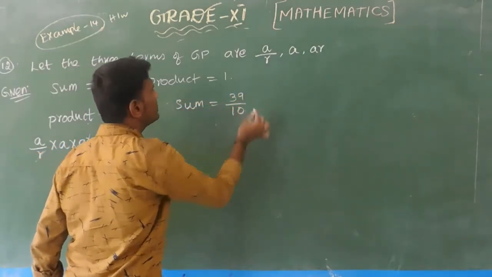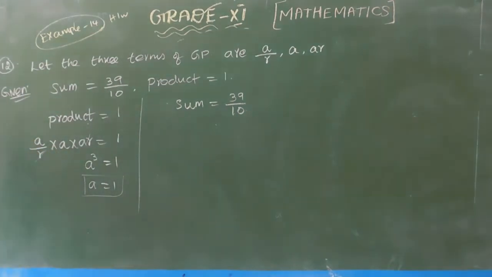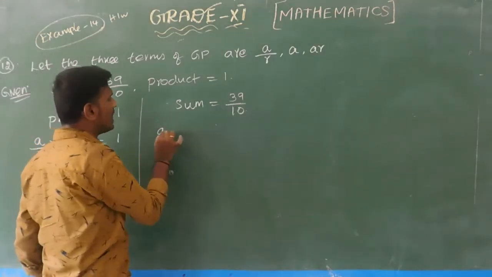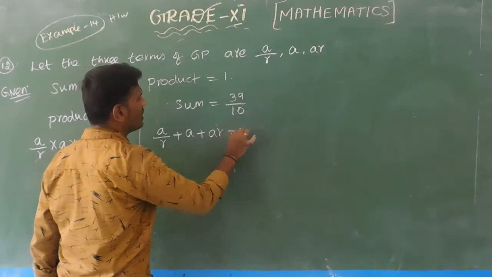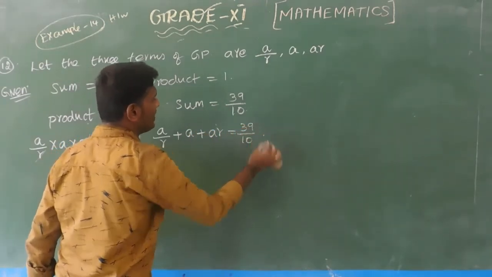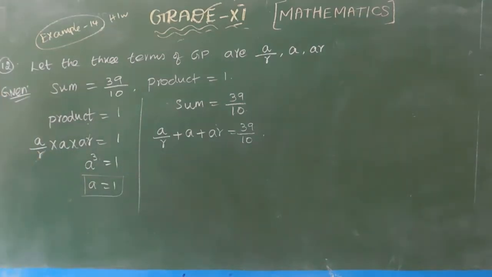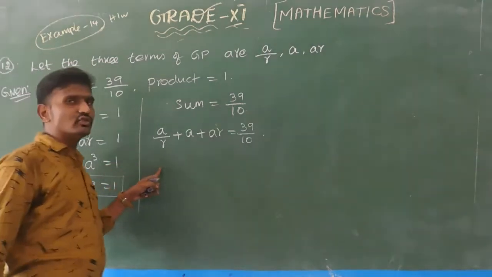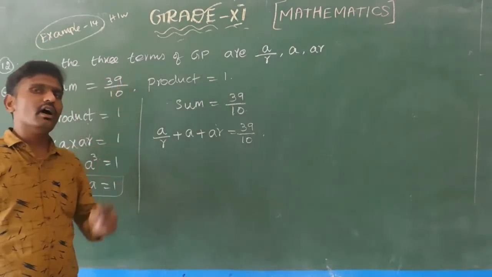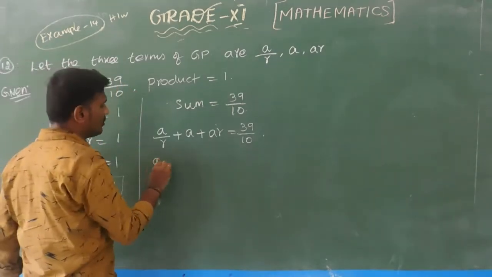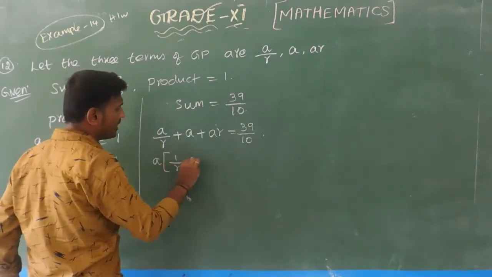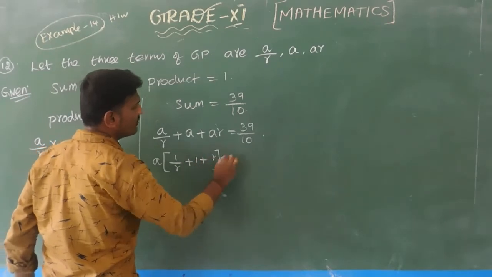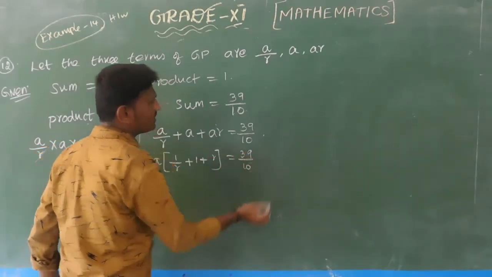The sum is already given: 39 by 10. Sum means addition of terms. Now I'm going to add a by r plus a plus ar, which is equal to 39 by 10. Now look at these three terms, students. You have a common term a. So I'm taking a outside of the three terms. The remaining is 1 by r plus 1 plus r, which is equal to 39 by 10.